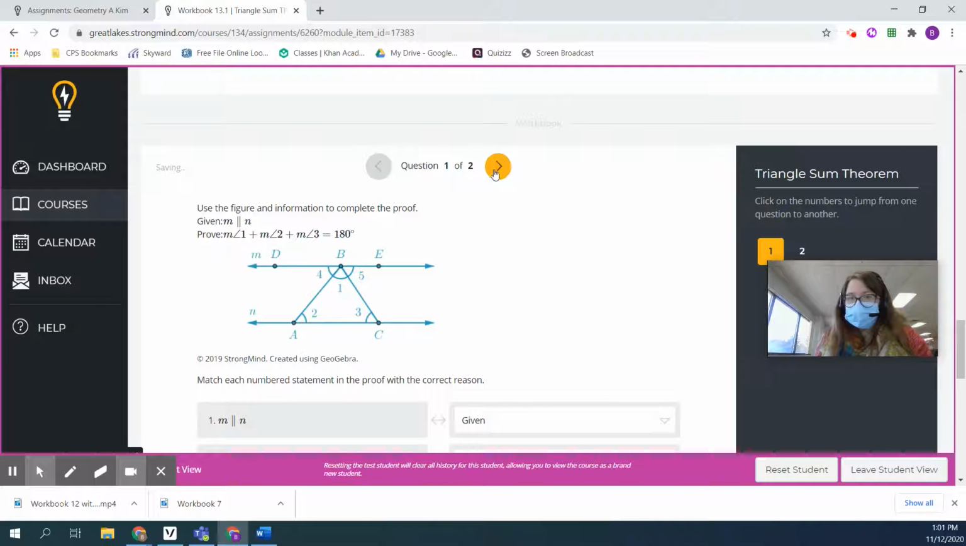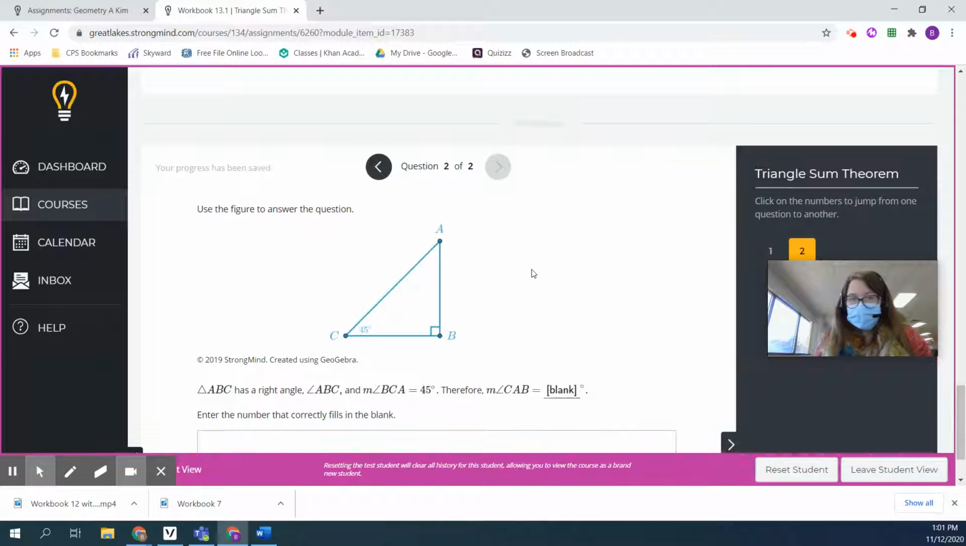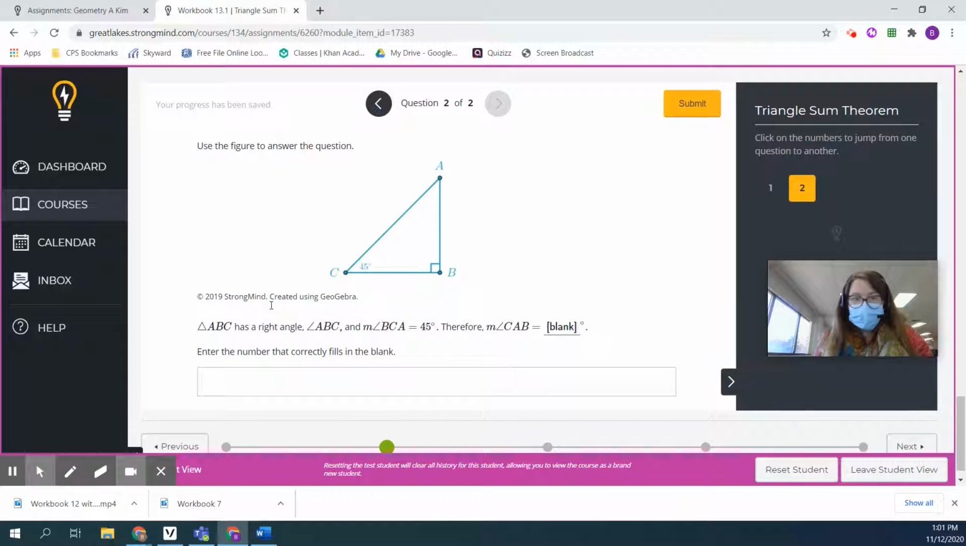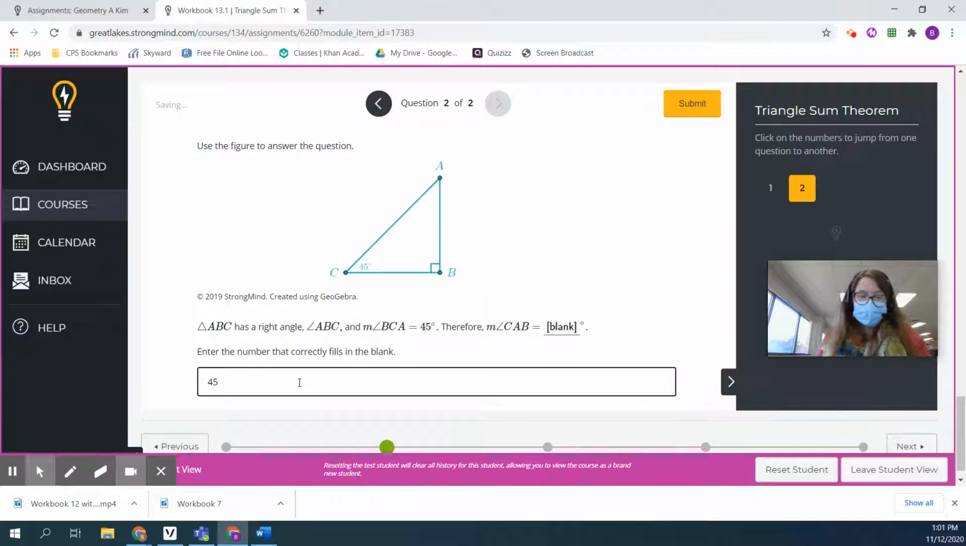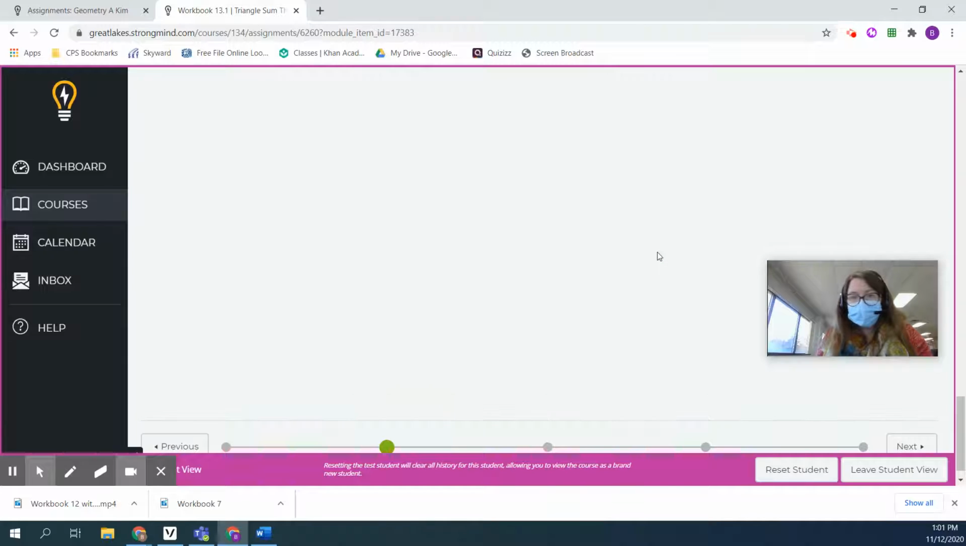Whew. Okay. And then this one, we have this triangle, we know it equals 180. There's 45, there's 90. So if we do 180 minus 90, we get 90. 90 minus 45 leaves us with 45. Okay. That was a long proof. Kind of nasty.